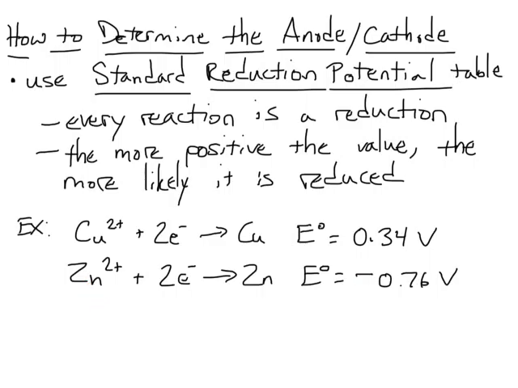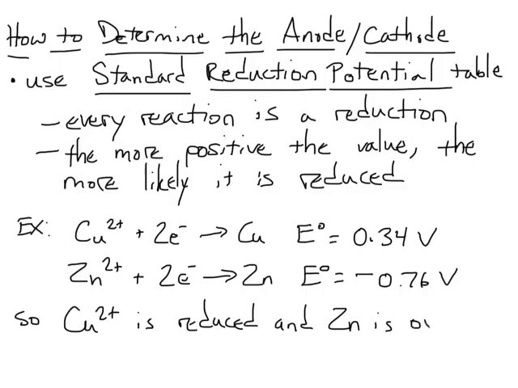So when we draw our cell, we would now know that copper, since it's reduced, would be at the cathode. It would be on the right in our drawing. And zinc, since it is oxidized, this reaction would get flipped around, and this would be at our anode, which would be in the left cell. So we'll make a note of that. Copper 2 positive is reduced, cathode, and zinc is oxidized. Done. This is how we know what's being reduced and what's being oxidized.